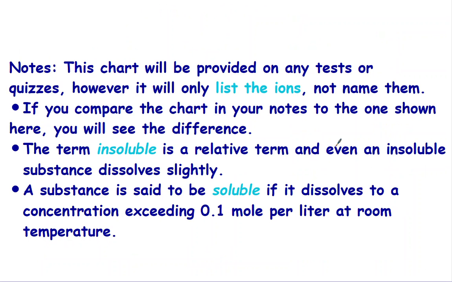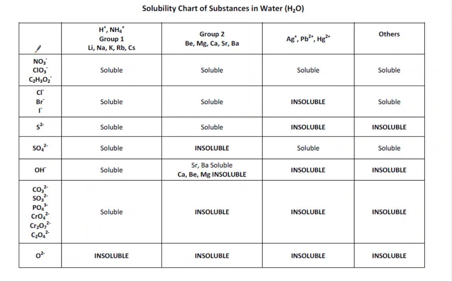So this chart is going to actually be provided on any test or quizzes. You do not need to memorize it. However, it's only going to list the ions, not name them. In your packet, you have the names next to all of these ions, but here I only have the ions. This is the exact chart I will be providing on any test or quiz. Again, you don't have to memorize any of it. You just need to know how to read it.